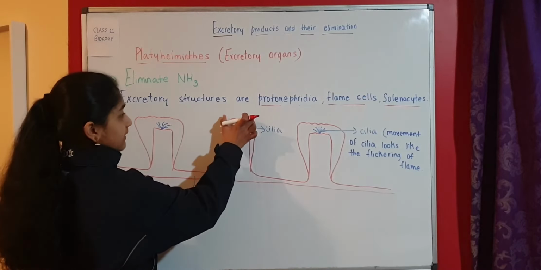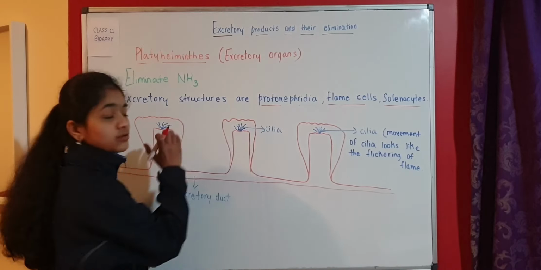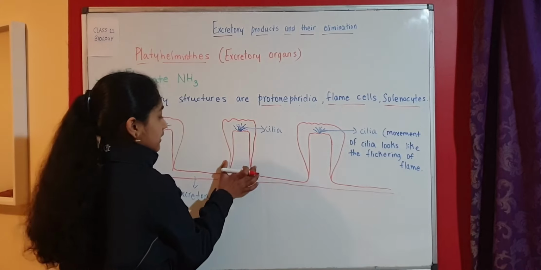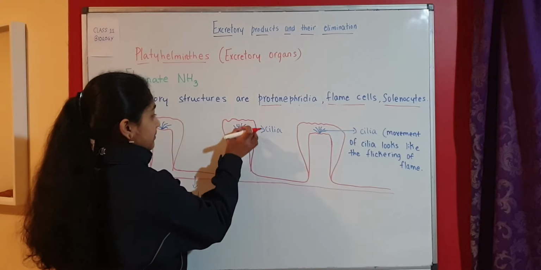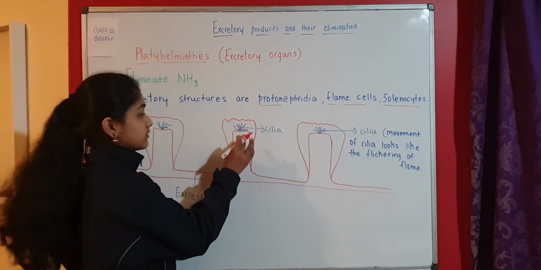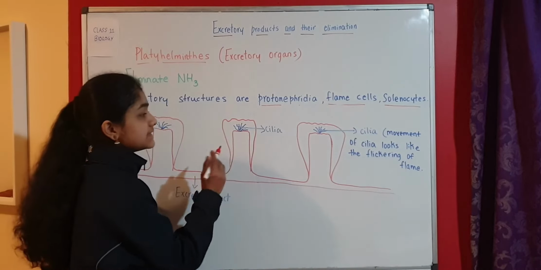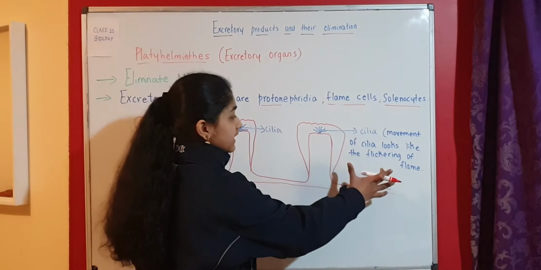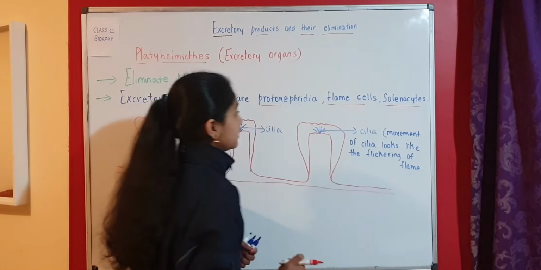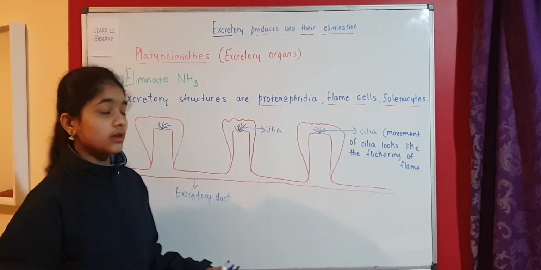This is one flame cell, and in this flame cell it just looks like a candle. Here we have these thread-like structures, which in this case are called cilia, and when these cilia move, it looks like the flickering of a flame, and that's why they're called flame cells. So: protonephridia, flame cells, or solenocytes.